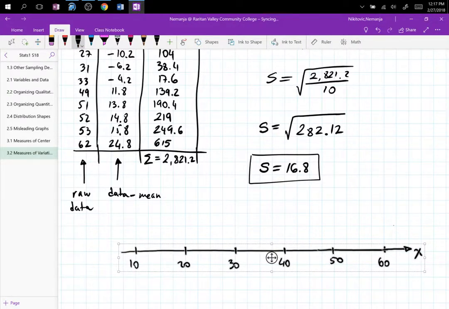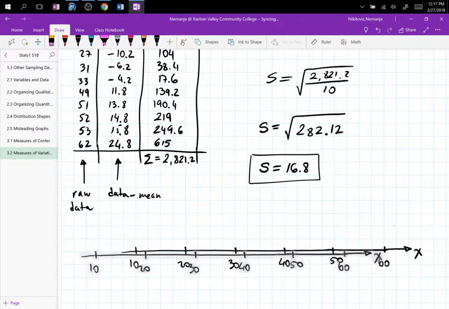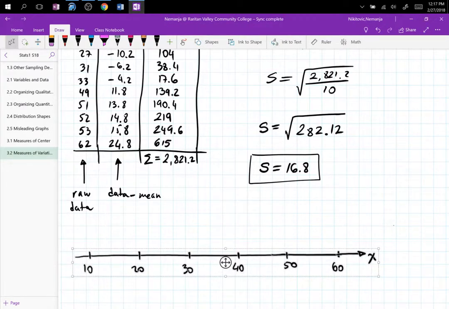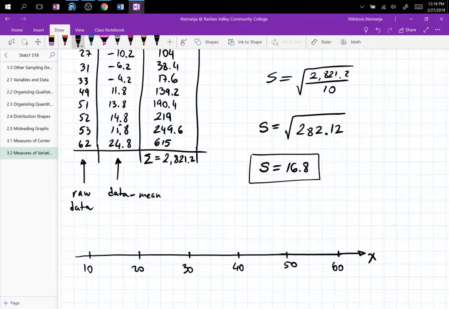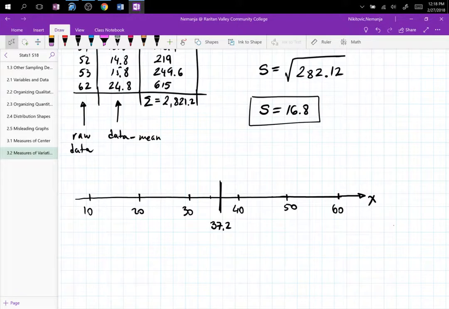Now move it this way. So what do I have? I have the mean at 37.2. So this is 35, 37.2 should be somewhere over here. This would be the mean. Now what I'm going to do is compute the first, second, and third standard deviation away from the mean.